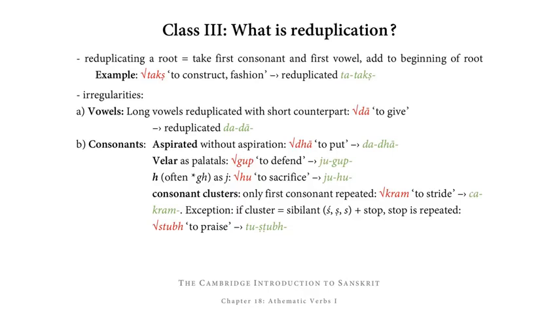The exception to this exception is if the consonant cluster at the beginning of a root contains a sibilant, ś, ṣ, or s, plus a stop, then it's not the sibilant but the stop that is repeated. And so, for example, of stubh, to praise, what we reduplicate is not the s but the t, and then we reduplicate the vowel, giving us tu plus stubh. But then, because the reduplicative syllable contains a u, and u causes ruki, so the retroflexion of s to ṣ, we then get not tu-stubh, but tu-ṣṭubh.